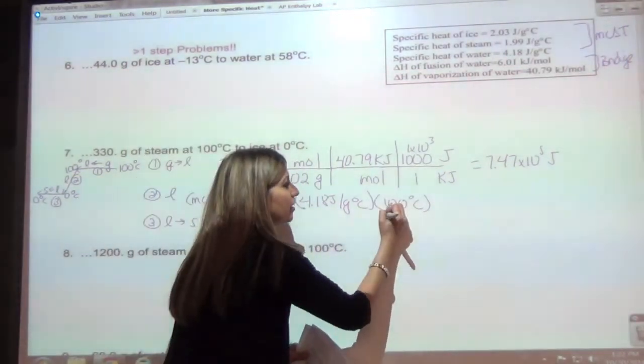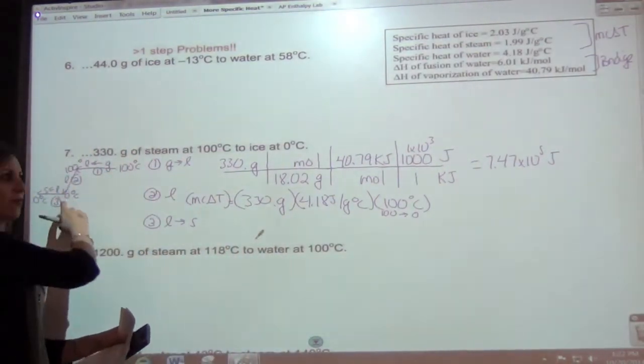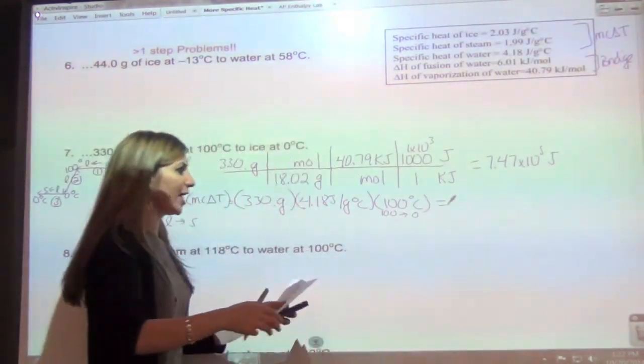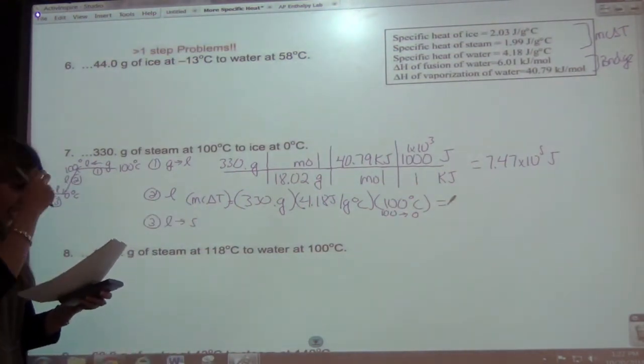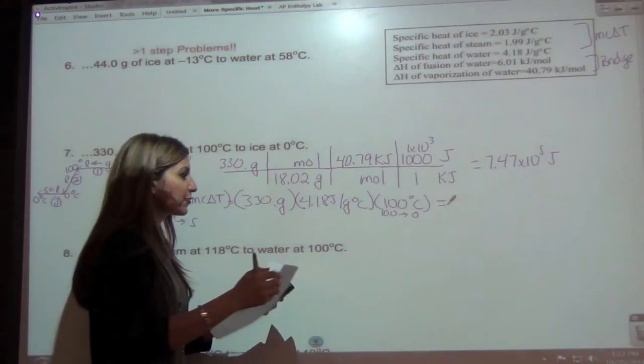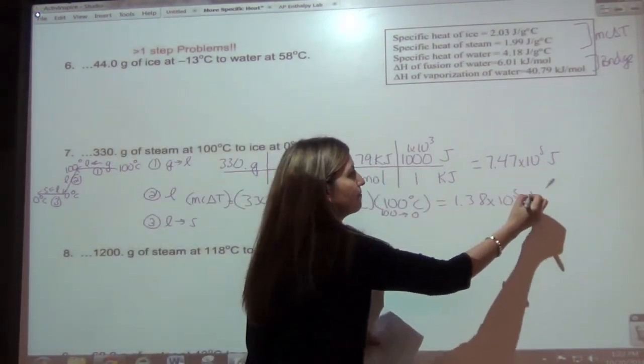Because it's 100 down to 0. Okay, so you always want to check to make sure you have that right. So go ahead and multiply this, and we are in joules because grams cancel and Celsius cancels. And we have 1.38 times 10 to the 5th joules.